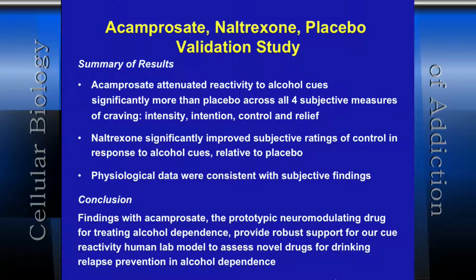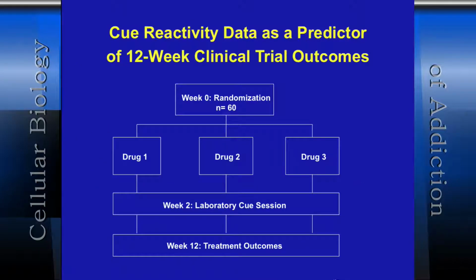And because of the findings with acamprosate, we felt that provided robust support for the cue reactivity human lab model to assess novel drugs for drinking relapse prevention in that protracted abstinence phase of alcohol dependence associated with the recruitment of the stress systems.